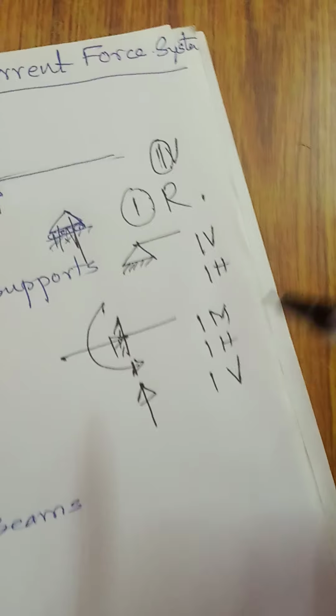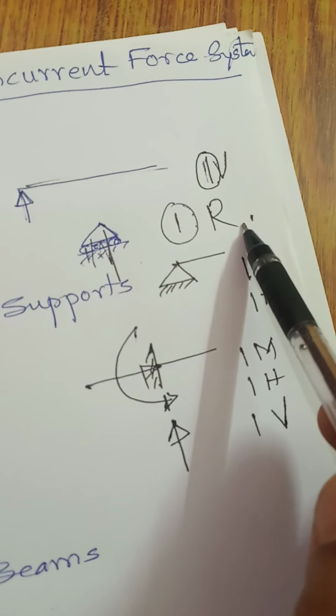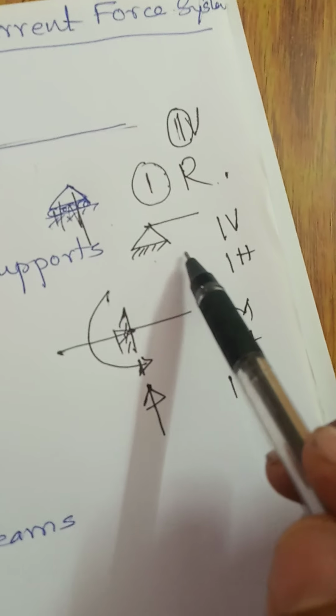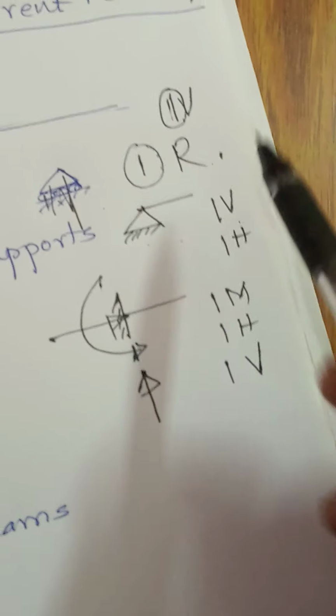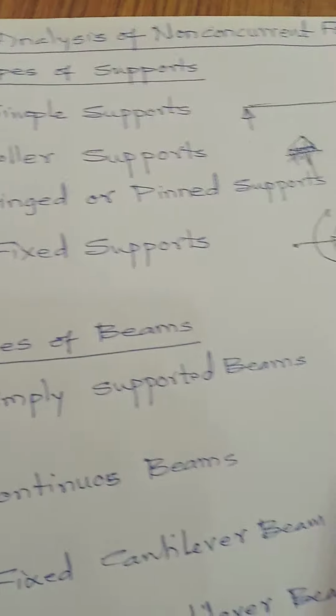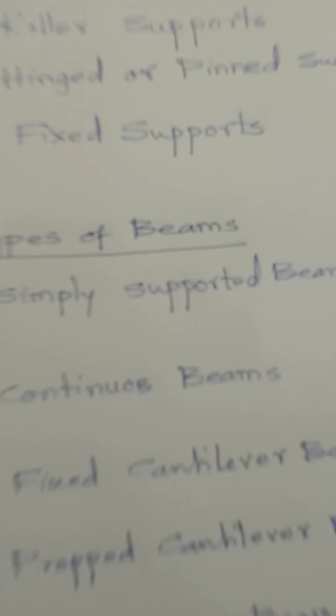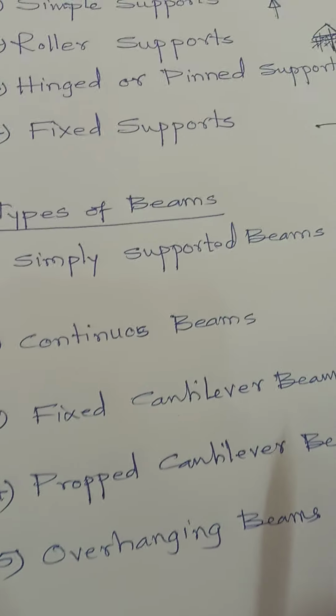So we need to just remember that whenever there are simple supports, one reaction component; when it is a roller support, one reaction component; and when it is a hinge support, there are two reaction components; and when there is a fixed support, there are three reaction components. These are the points we need to just remember for solving support reaction problems. Then I go for the different types of beams.